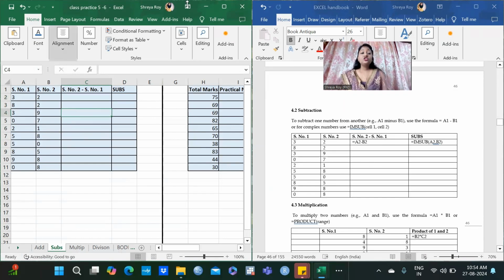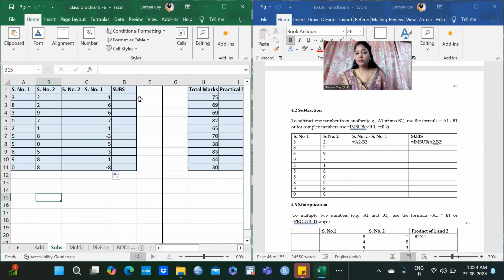Okay. So for subtraction, obviously the first method is relatively simple, which is equal to, click on the cell, big number, minus, type minus, select the second cell and enter. Okay. So we got it.